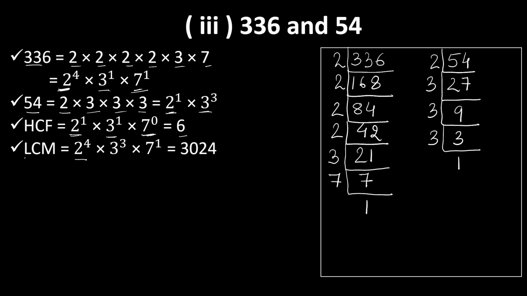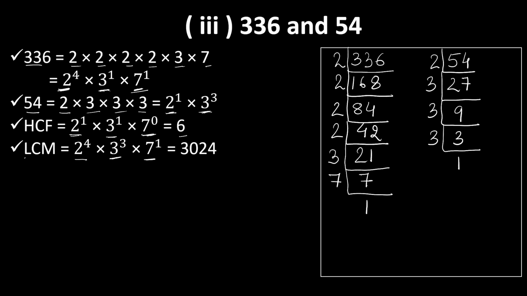Now what about for 3? Here it is occurring once, 3 raised to 1, whereas here it is occurring thrice. So we will be writing 3 raised to 3 over here. Now for 7, it is occurring once here in 336 and not at all in 54. So therefore we will be writing 7 raised to 1.